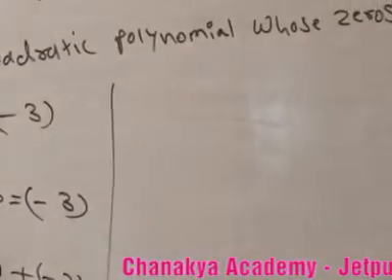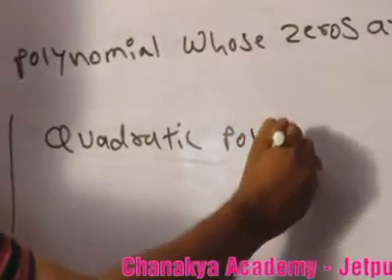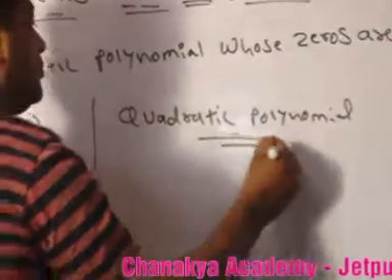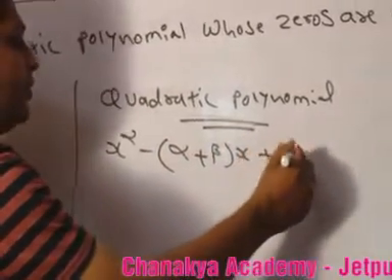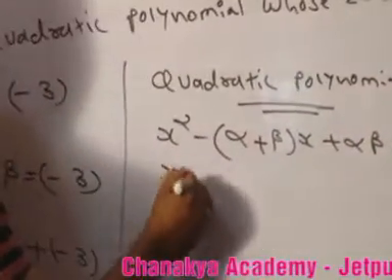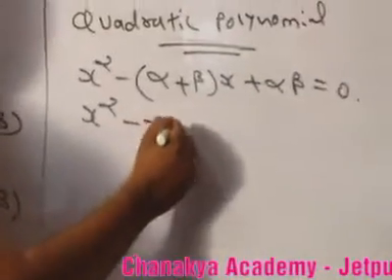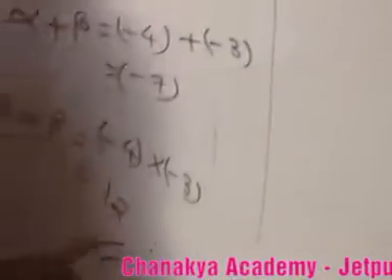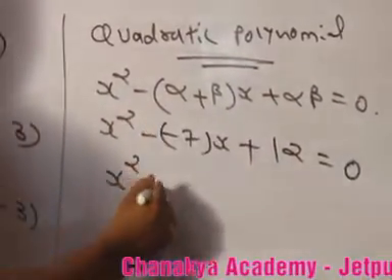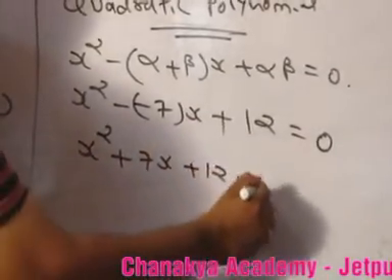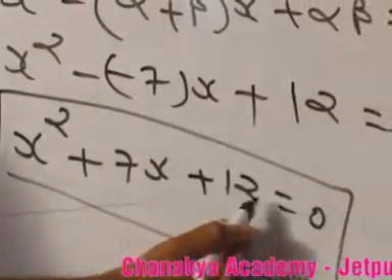Now again we find the quadratic polynomial, whose form is x square minus (alpha plus beta) x plus alpha beta equals 0. The value of alpha plus beta is minus 7 and the value of alpha beta is 12. X square minus (minus 7) x plus 12 equals 0. Finally, the quadratic polynomial is x square plus 7x plus 12 equals 0.